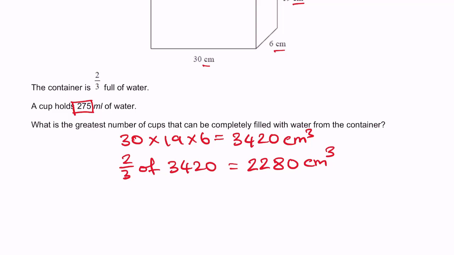and that will give us 2,280 divided by 275. I've already got the value in my calculator. That will help us save some time.